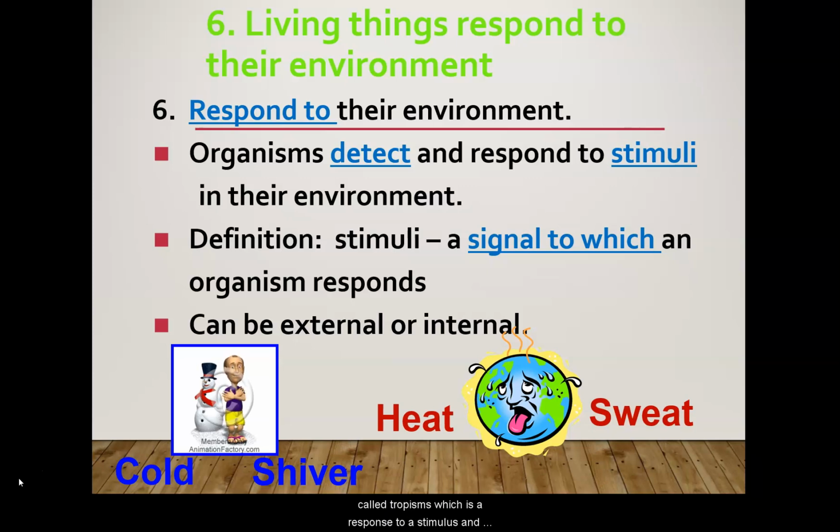gravity. In plants, they have what's called tropisms, which is a response to a stimulus, and it affects the way in which a plant grows. For instance, if you have a tall tree and there's another tree under it, and you notice that as they grow, that small tree starts to grow out toward the side, it's because it's growing towards the light, and it's trying to get out from the shadow of the bigger tree. That's a response to a stimulus. When we shiver or sweat, that is a response to a temperature stimulus, whether it's external or internal.